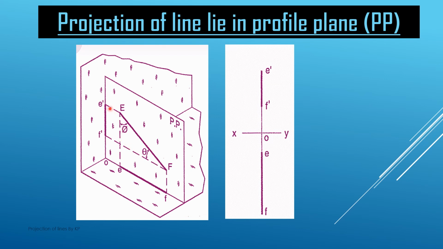So this is the final projection of this line, which lies in the profile plane, on the horizontal and the vertical plane. This is the two-dimensional representation. E dash and F dash is the projection of this line on the vertical plane, and E and F are the projection on the horizontal plane, and they are along the same line basically. So this is the projection of the line when it is in the profile plane.